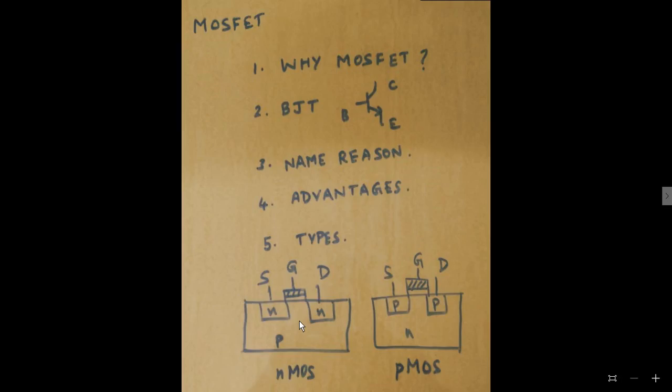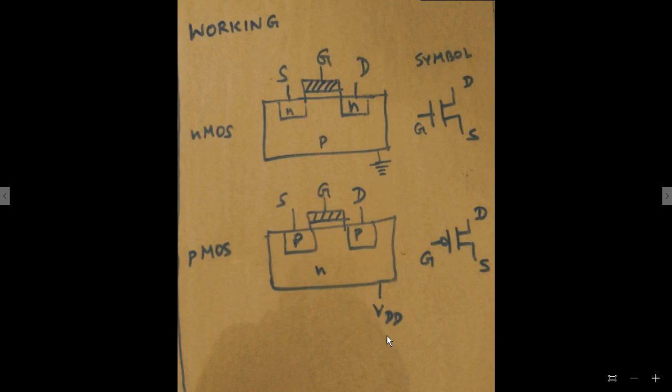One more thing I forgot to tell, there is one more terminal in MOSFET. It's called body or bulk. This entire P substrate is called body or bulk. Here this entire N substrate is called body or bulk. So these are the things which we have to know about MOSFET. Next we'll go to the working of MOSFET.